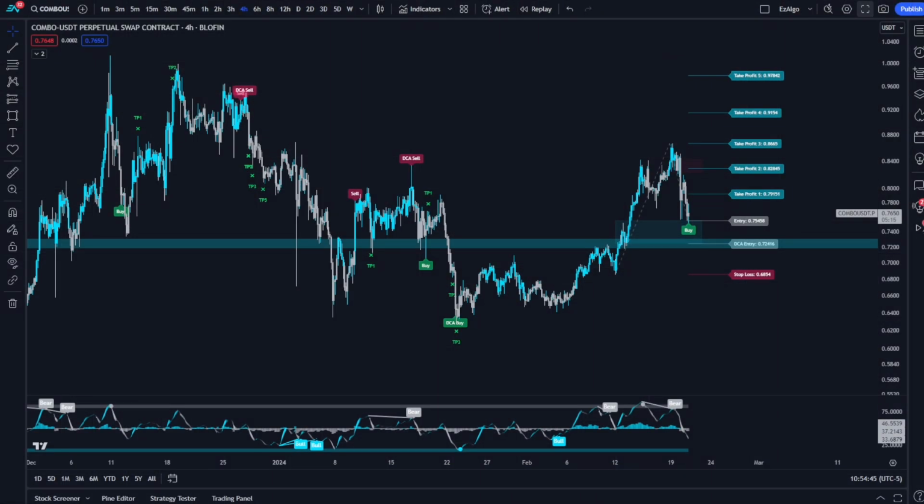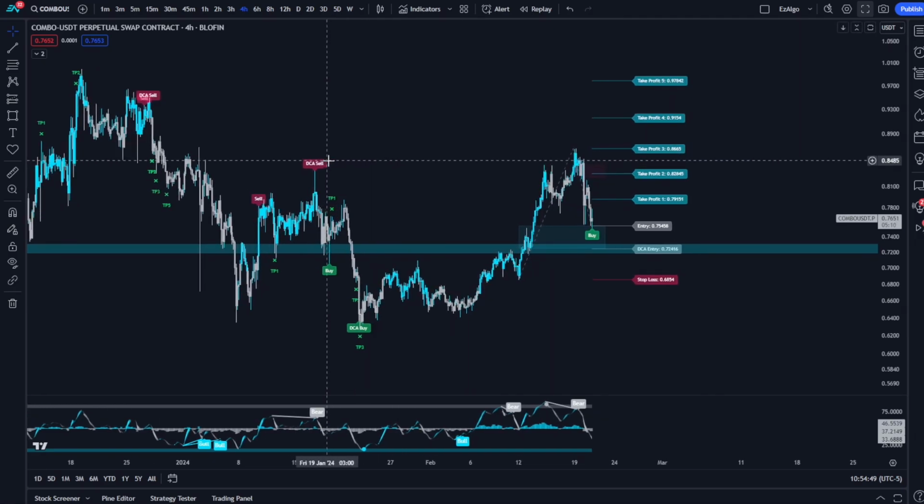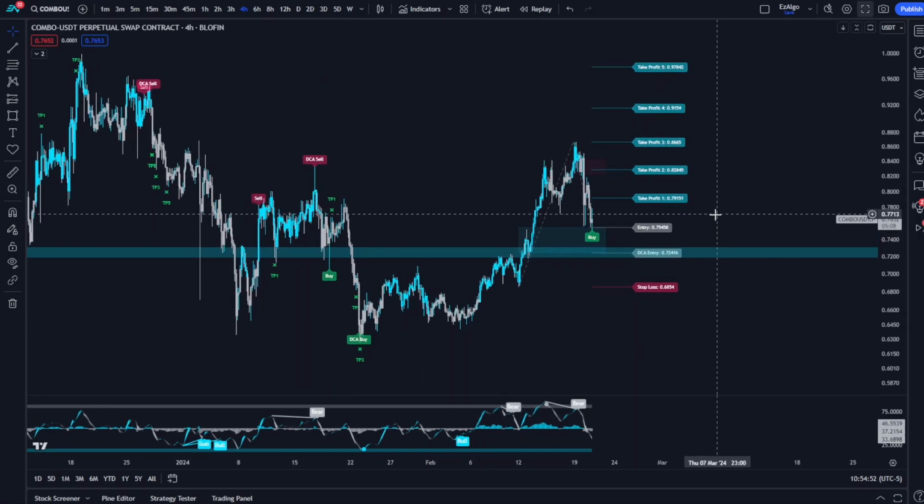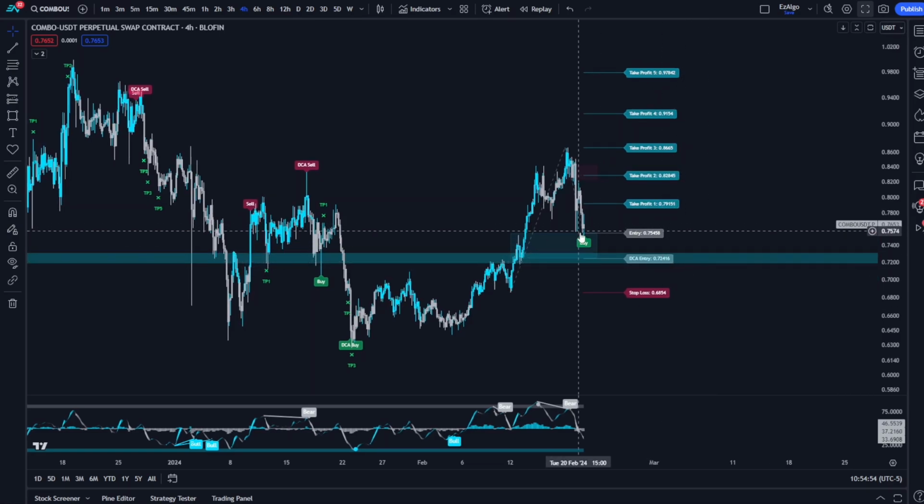All right, now let's jump into the new indicator. So this is Sniper Entry Pro V3. And as you can see right off the bat, you'll notice some changes in this version.